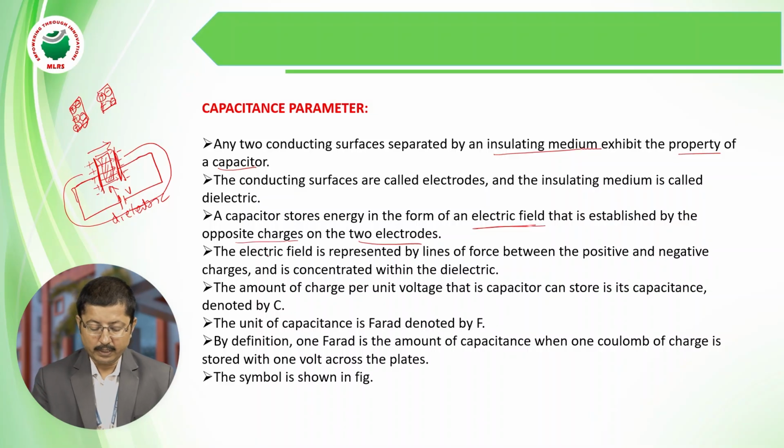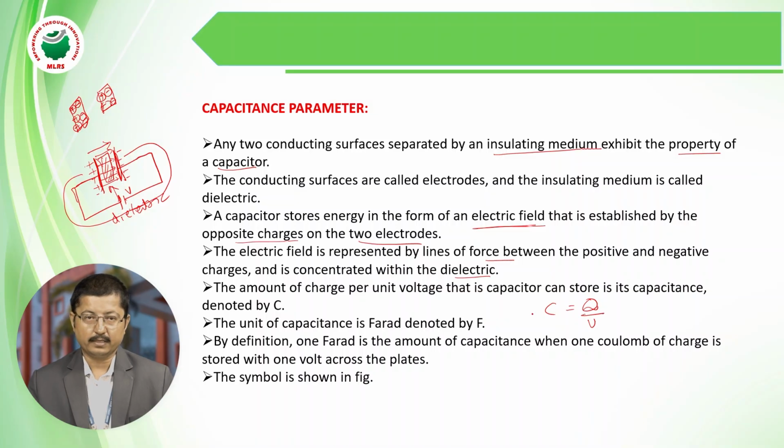The electric field is represented by lines of force, as we just saw, between the positive and negative charges, and it is contained within the dielectric. Therefore, the amount of charge per unit voltage is nothing but the capacitance. So capacitance C is the amount of charge that can be stored per unit voltage. We call that the capacitance of a capacitor.